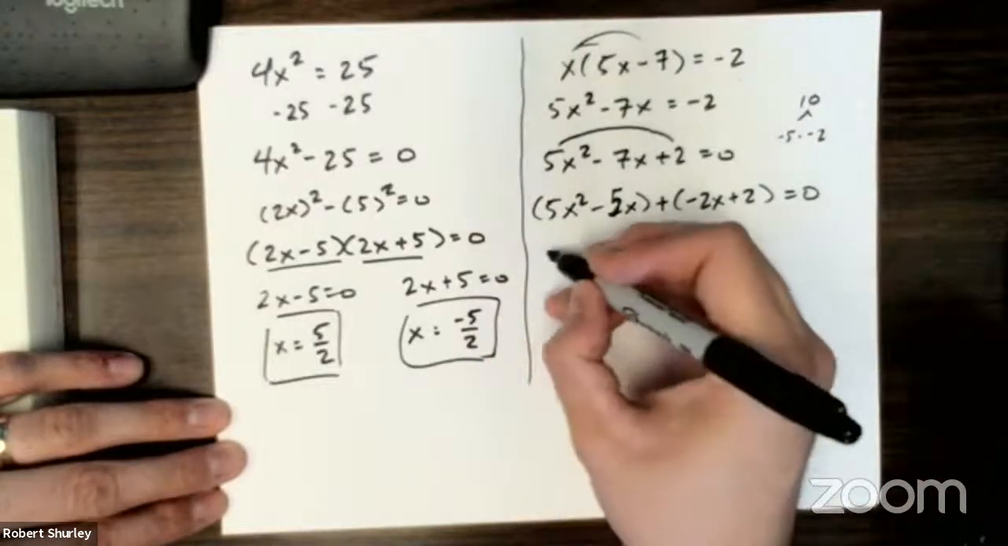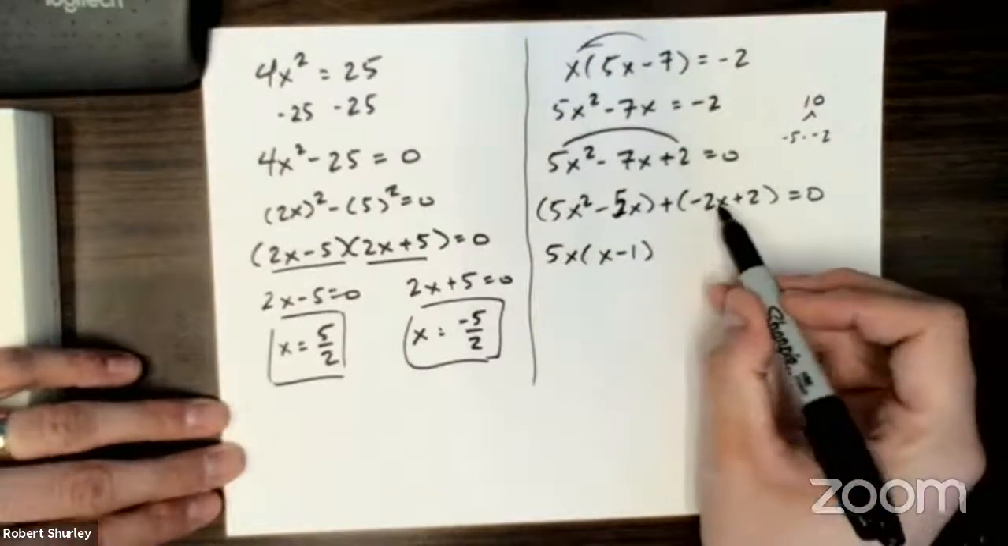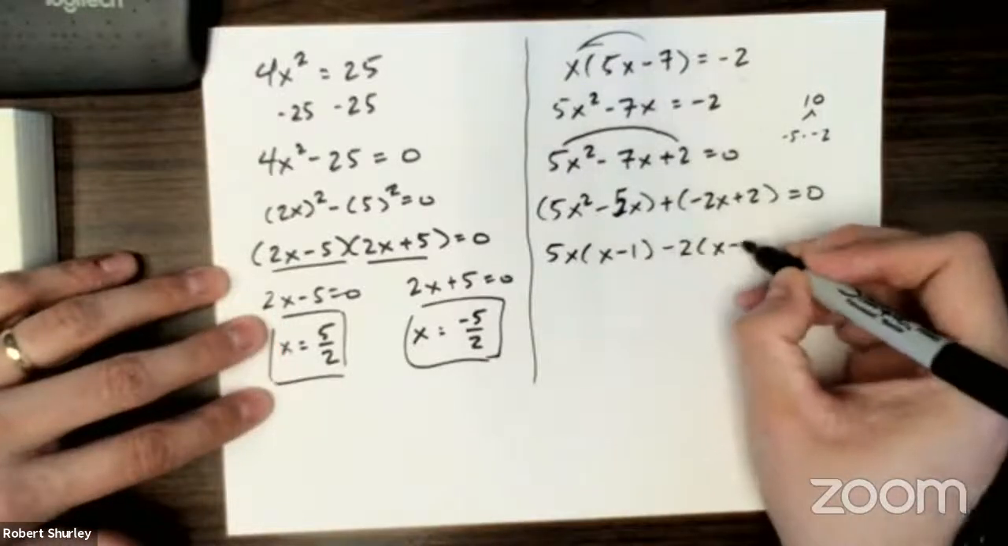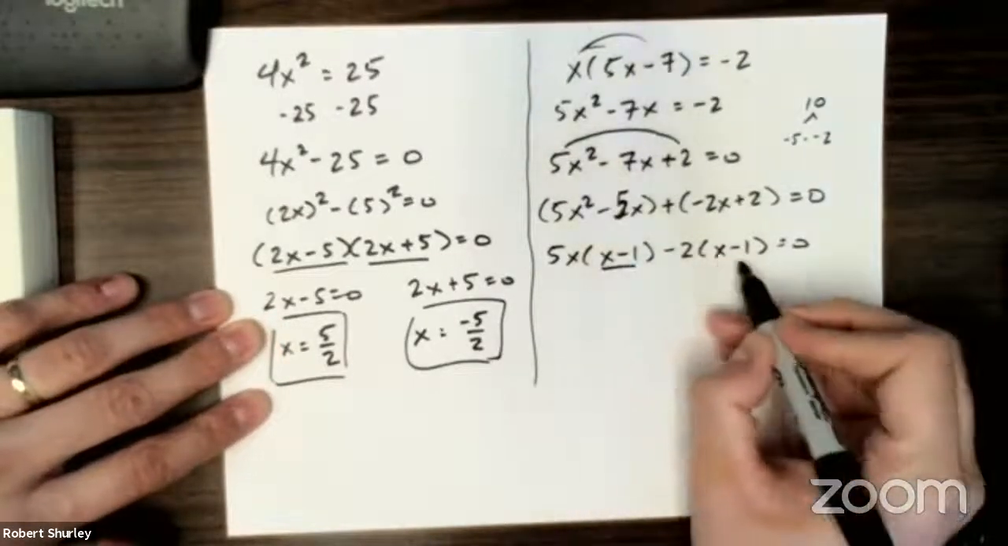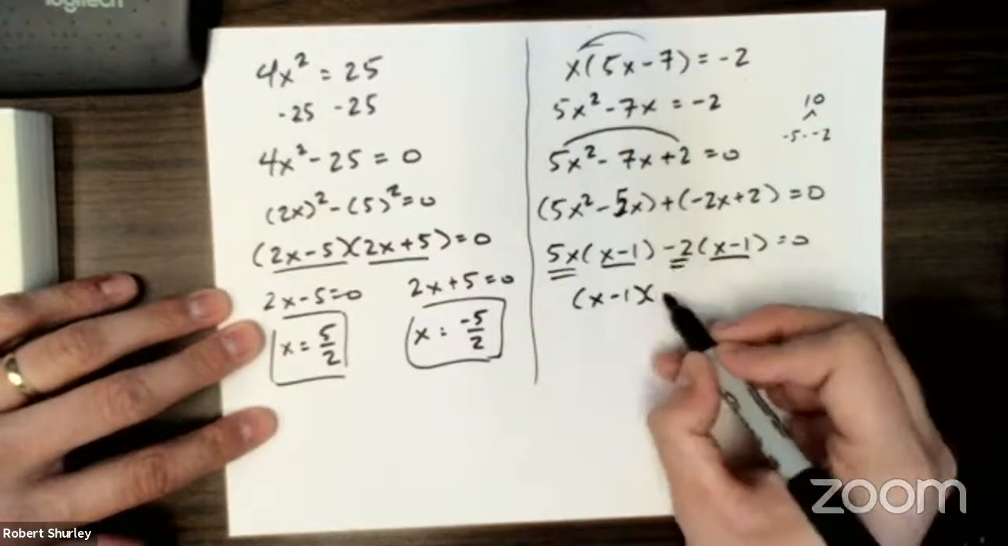On this first one, I can take out a 5x, and I'm left with x minus 1. The second one, I need to take out a -2 for it to leave me with x minus 1. Okay, and then I can factor out the x minus 1, and it leaves me with 5x minus 2.